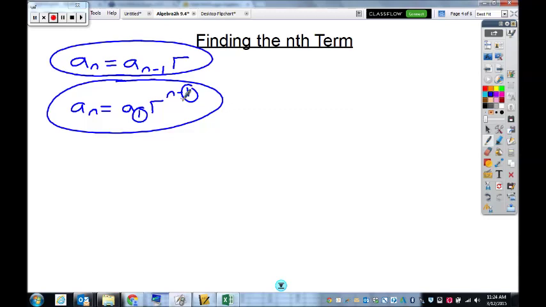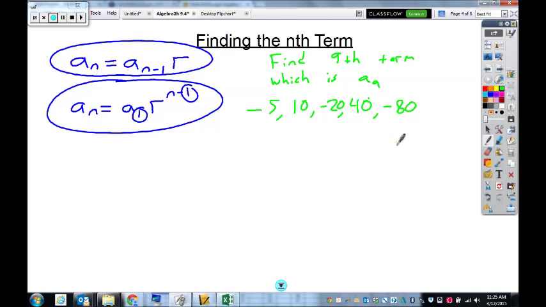So, our problem, we're going to say, find the ninth term, which is a sub 9. Okay? And we're given that the terms are negative 5, 10, negative 20, 40, negative 80. Okay?